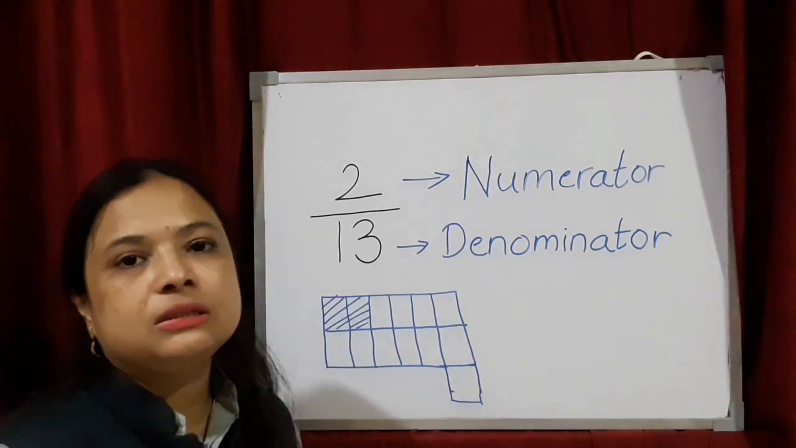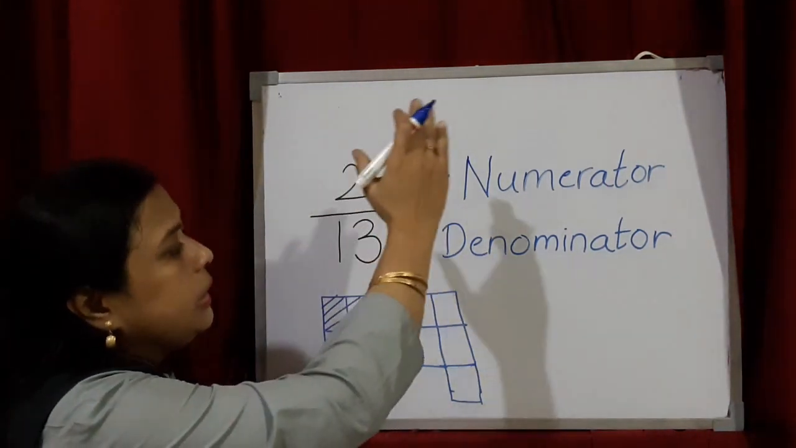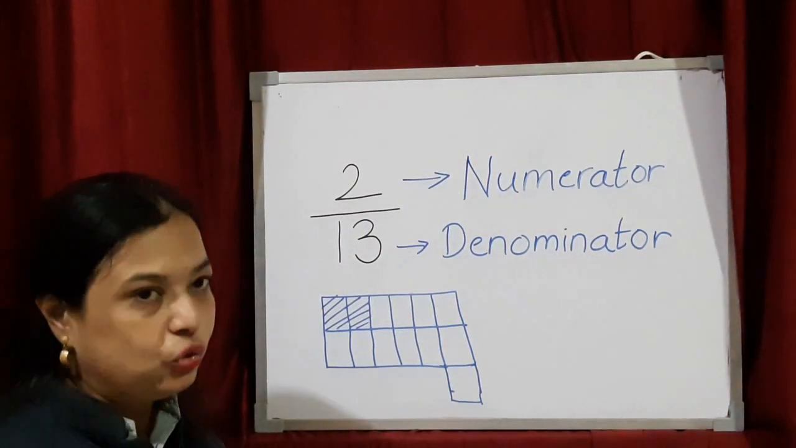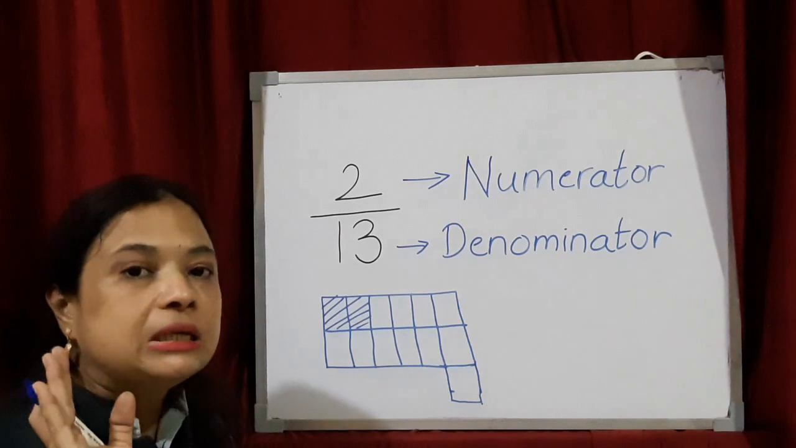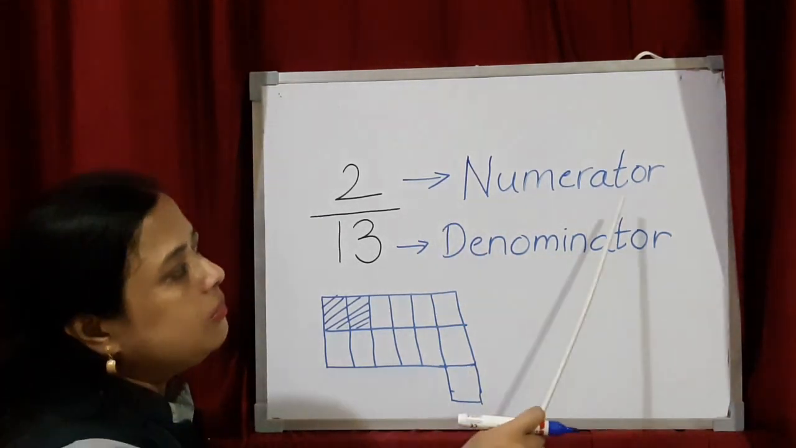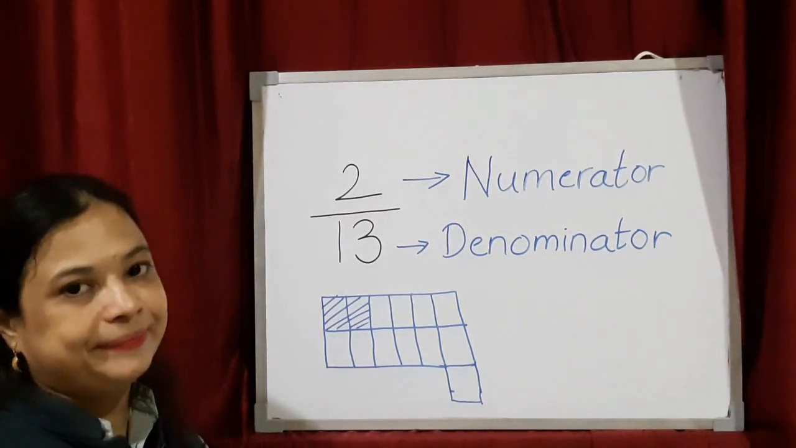So that is known as numerator. The number which I had taken off is known as numerator, and the number which is the total number is known as denominator. So these terms you have to remember. Okay. Now we'll move to our exercise.